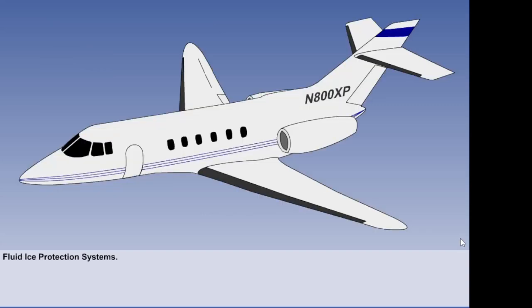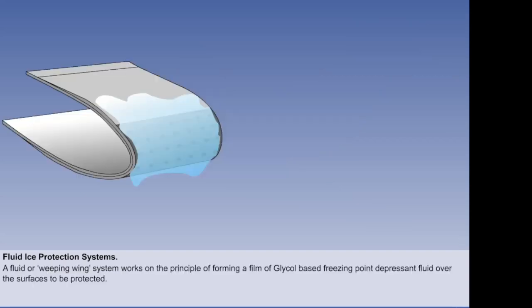Short lesson. We will look at fluid-type airframe ice protection systems, as used on the Hawker 800 aircraft. A fluid or weeping wing system works on the principle of forming a film of glycol-based freezing point depressant fluid over the surfaces to be protected.